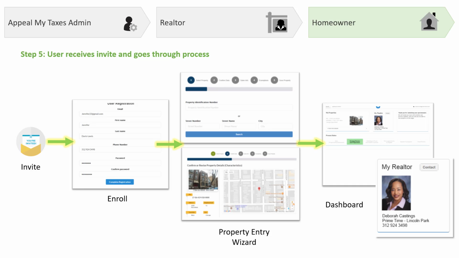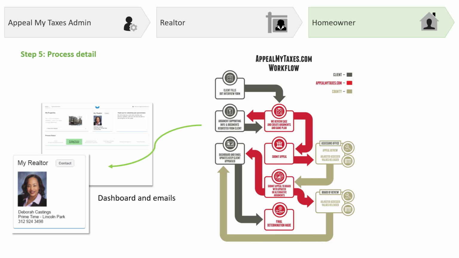And so the client will receive an invite, and they will go through a simple enrollment process where they provide their email, contact information, and create a unique password for themselves. They go through our proprietary entry wizard, and then a dashboard is created for the client. As you can see, the client will see the realtor's contact information and image every single time they log into their dashboard. And what we're doing is we're providing the clients with email updates at least 9 times.